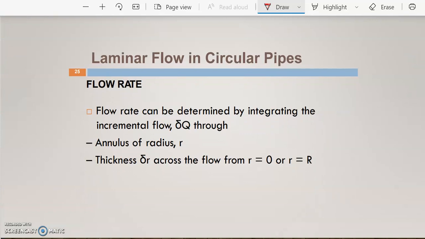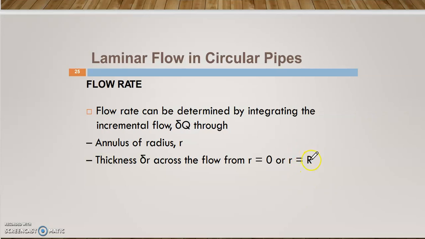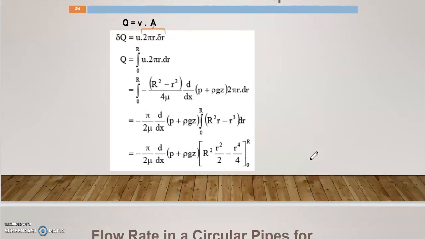Now we look into the formula of flow rate. The flow rate can be determined by integrating the incremental flow delta Q through the annulus of radius r and thickness delta r across the flow, from r equal to 0, where small r is measured from the center of the pipe to the X location, up to r equal to R, the radius of the pipe. The basic formula for the flow rate is Q equal to velocity times area. The annulus area is 2 pi r delta r. So we integrate this formula and at last we will have this equation.